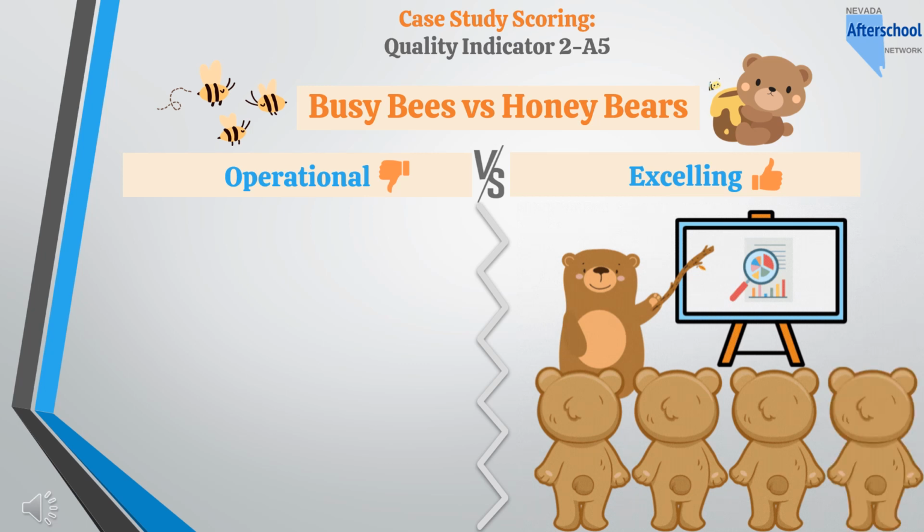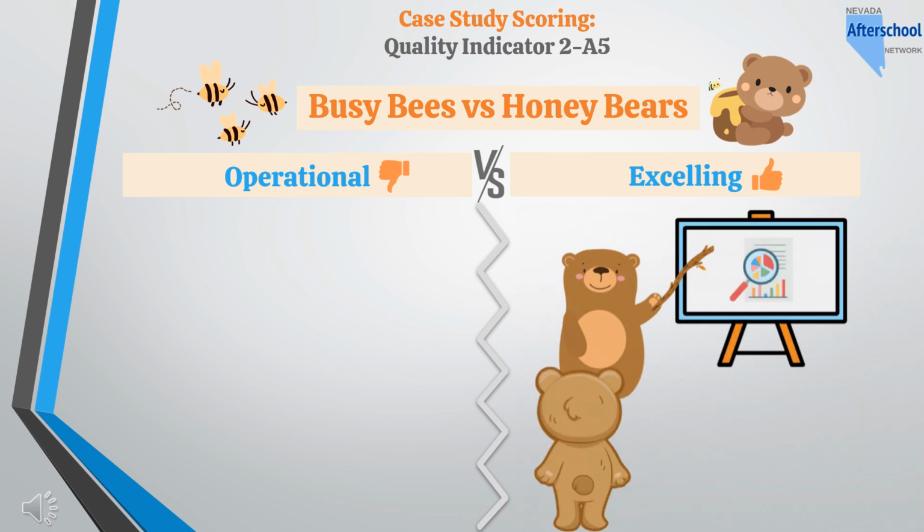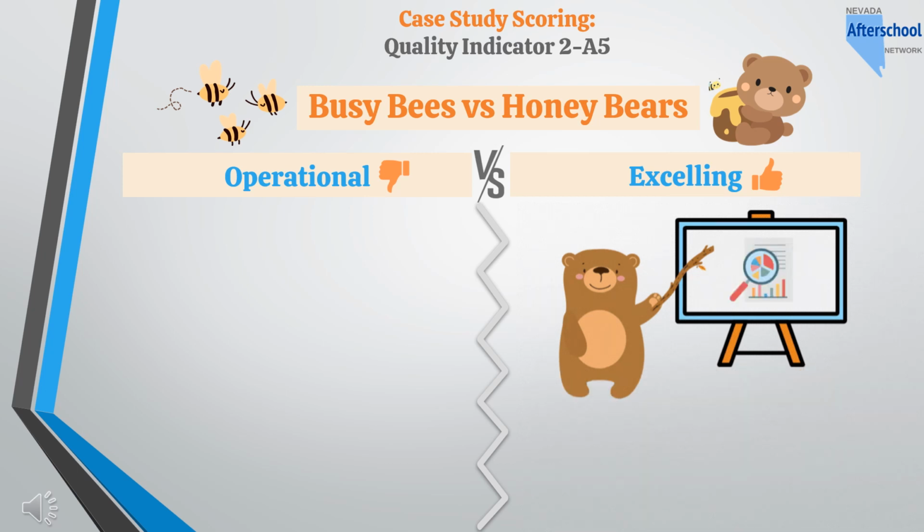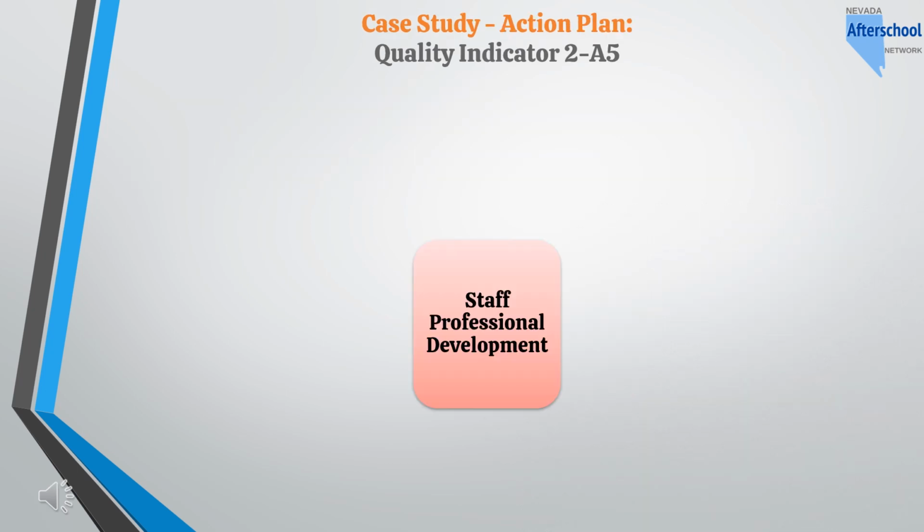From these observations, it's easy to see where each program would fall on the scoring rubric in the self-assessment tool. Once your program has taken time to assess its current wellness policy and observe how it is being followed by youth and staff, an action plan can be developed to help elevate your program to the next level of quality, or help maintain the excellent quality level that you've worked so hard to achieve.